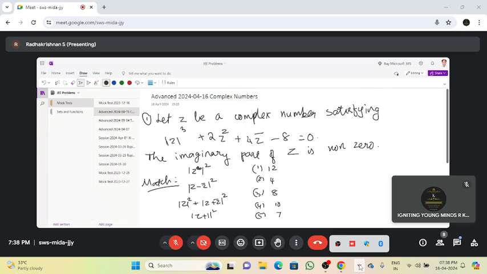Complex numbers is in your 12th portion. So people who just completed 11th may find it difficult. Okay? So we can just observe. Other people who have completed 12th, you try to solve this.